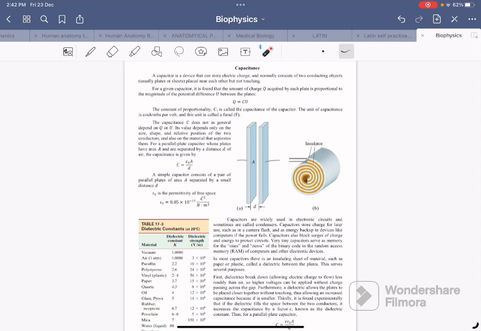But in Indian literature, capacitance is denoted by C equal to epsilon naught A, area divided by d. This is the formula of capacitance in Indian authors.